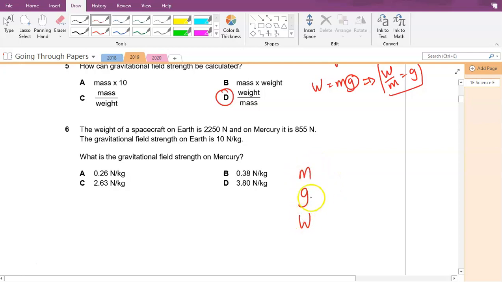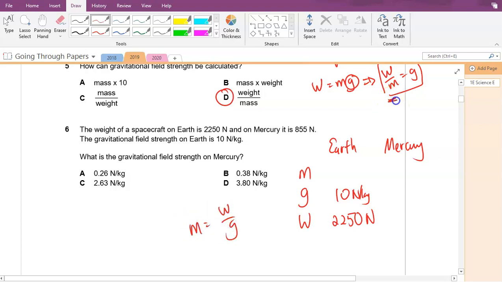Okay, type mg and W. Then this is for Earth. This is for Mercury. So the mass is the one I find, but I do know that for Earth, g is 10, the weight is 2250. So because I have the weight, I have the g, I can find mass. To find mass is actually just W over g.